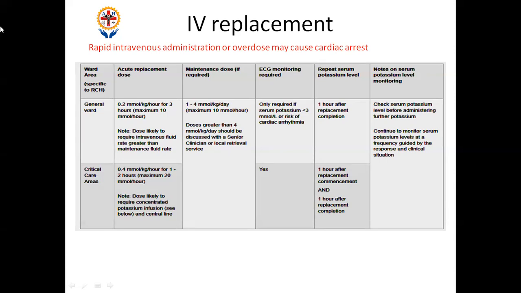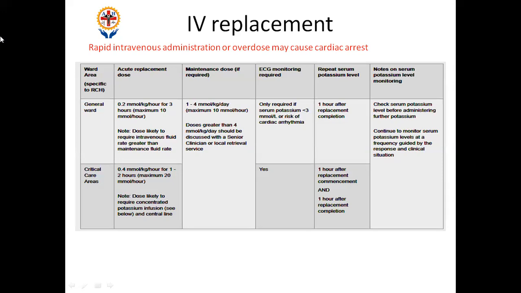Sir, 2 ml, sir. How to write a prescription? Sir, 2 ml. 2 ml over 1 hour. That's all. You will tell the sister to give 2 ml over 1 hour. How will she give 2 ml over 1 hour?